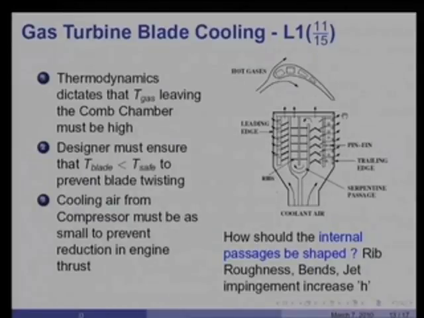Likewise, at the trailing edge there are pin fins, as I said, to provide strength to the trailing edge, as well as impingement heat transfer in order to make sure that there is no concentration of stress due to temperature gradients in this region of the blade. These techniques improve the heat transfer coefficient: roughness, bends, jet impingement, etc.